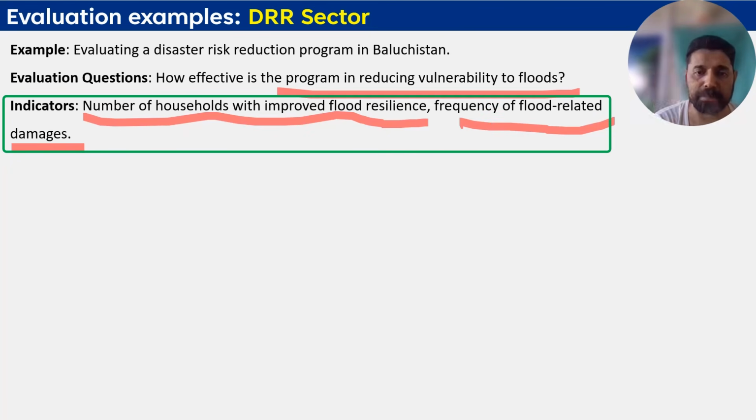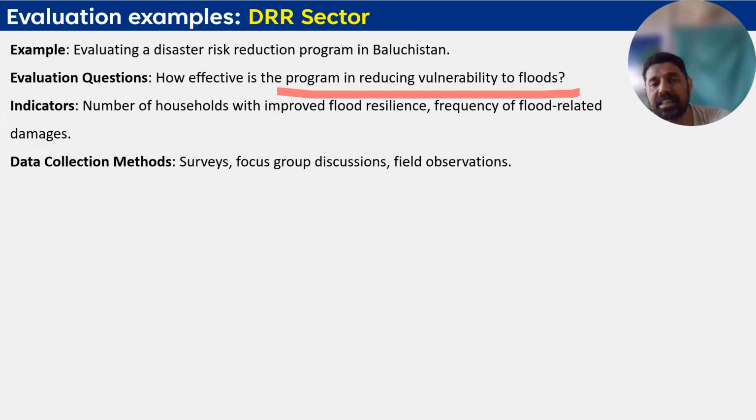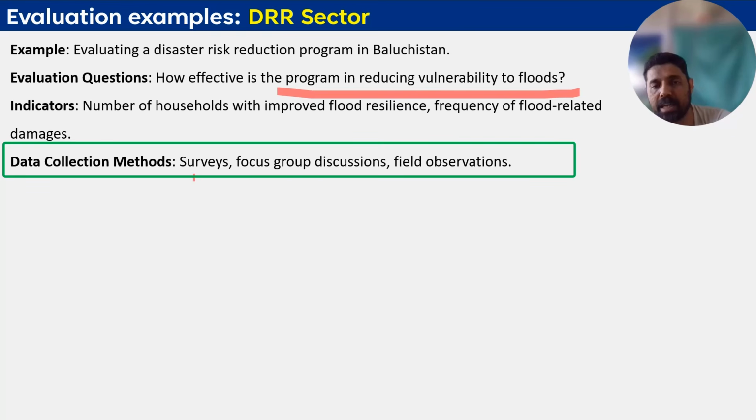What was the status before and what is the status now? Whether the households have improved flood resilience, whether interventions related to flood resilience were implemented, so you can then assess the number of households with improved flood resilience and frequency of flood-related damages. If there is, God forbid, another flood, whether there were the same damages or any decrease in those damages. Data collection method: simply surveys, focus group discussion, field observation.